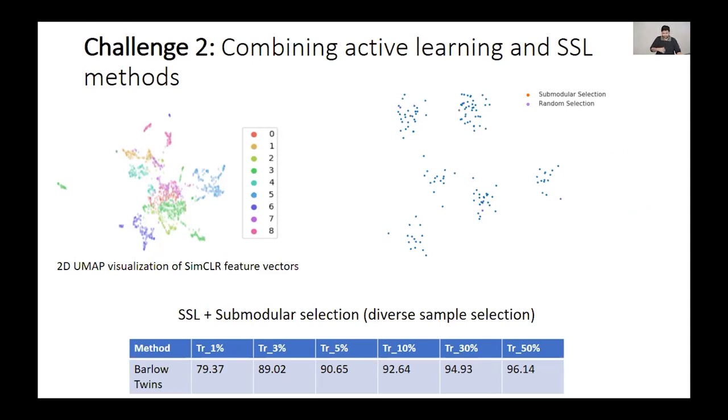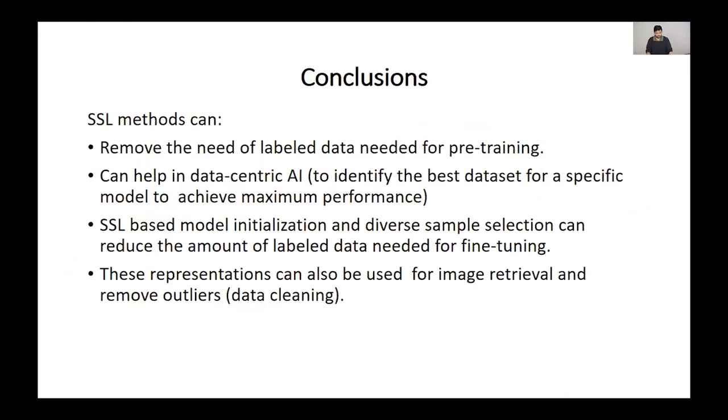And you can nicely see different classes were clustered together after applying the contrastive learning method, which is simple. On the right, we can sample the data from this in 2 different ways. One is random, another is submodular. Submodular means you are sampling diversely, whereas random might sample multiple images from the same cluster, and the performance might go down. But submodular selection was not helpful in our case.